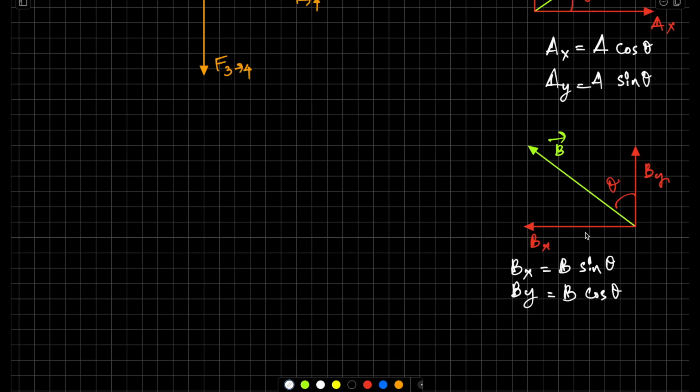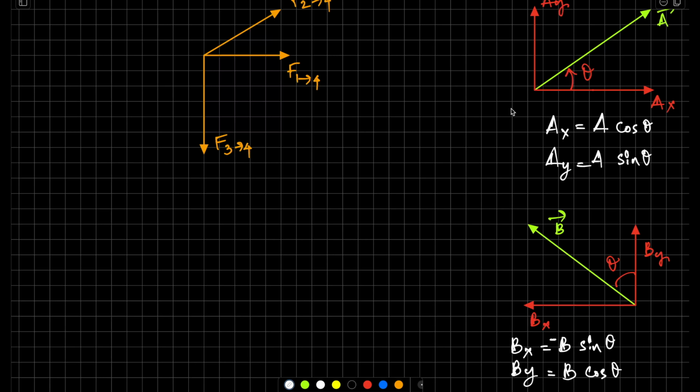Yeah, but there's a problem here. Bx is on the negative x-axis, right? So we should put a negative sign here, right? By is on the positive y-axis, so no issues with By. Bx is on the negative x-axis, so put a negative sign there. Now let's get back to the question. I'm gonna delete this.